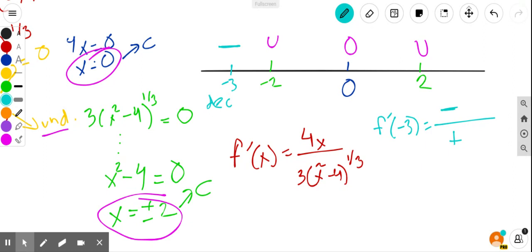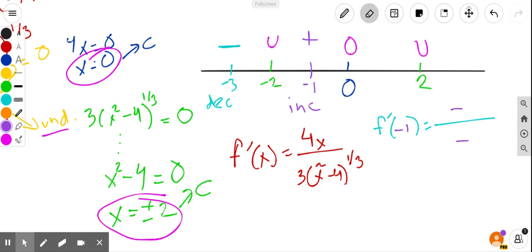If I go and pick out another number between -2 and 0, and again, I'm going to be a little strategically lazy and say -1 because I want to keep nice numbers. If I replace the -3 with a -1, well, 4 times -1 will get me a negative number up top. And 3 times (-1 squared minus 4), that'll also be negative. So I should get a positive number, positive slopes in here. So I can say my graph will be increasing between -2 and 0.